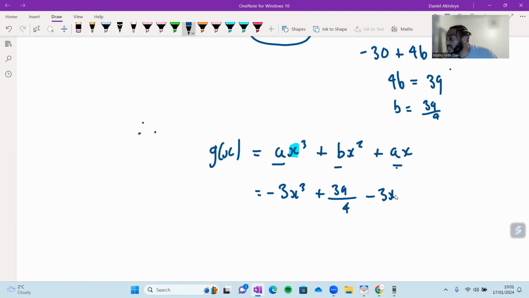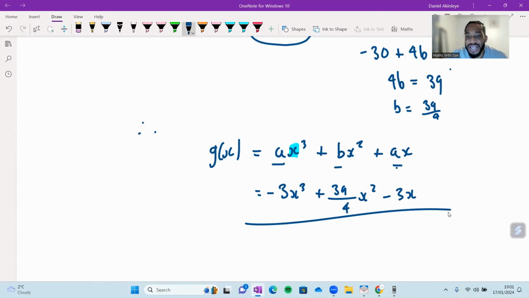Does that make sense, guys? Let me just, so yeah, brilliant. Oh, sorry, I even forgot to put the x squared here. My bad. X squared here, and then minus 3x. That is our answer to g of x, and that will give you 7 marks. Does that make sense?